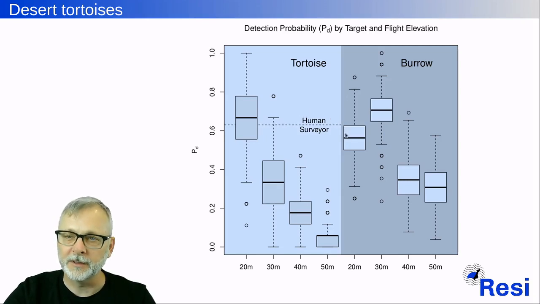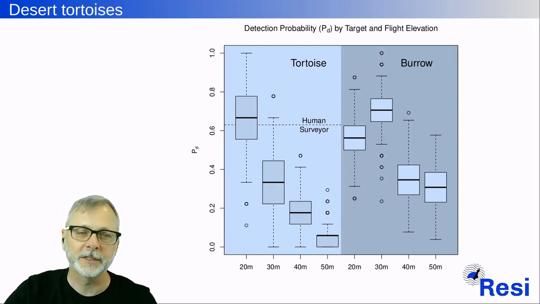For burrows, the results were a little bit different. Detection probability actually peaked at 30 meters and then dropped off after that. So it looks like if you're looking for burrows, you can fly a little higher than if you're looking for tortoises. If you're looking for tortoises, you probably don't want to go above 20 meters.